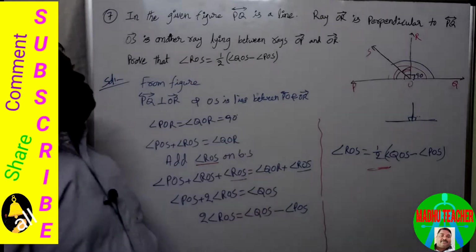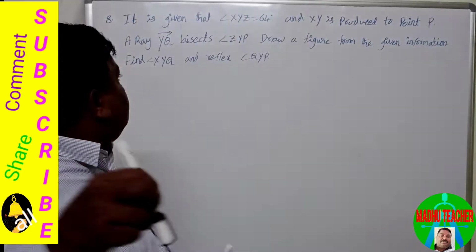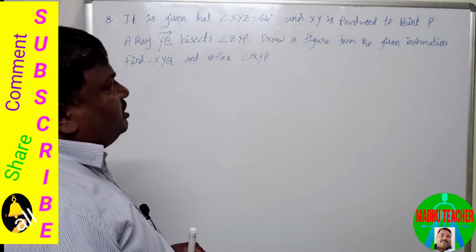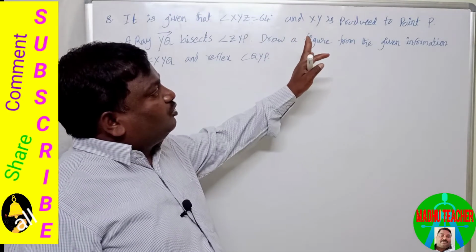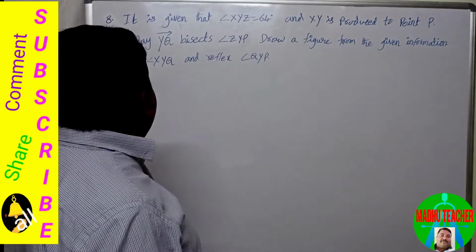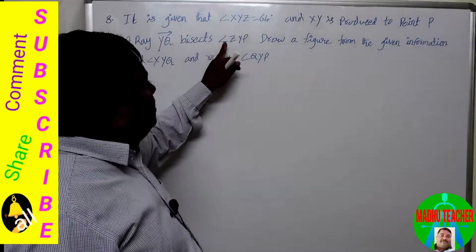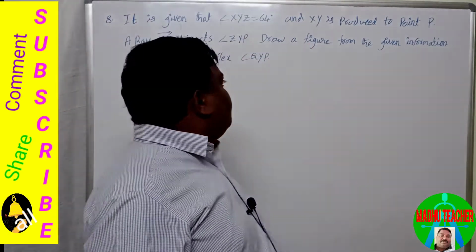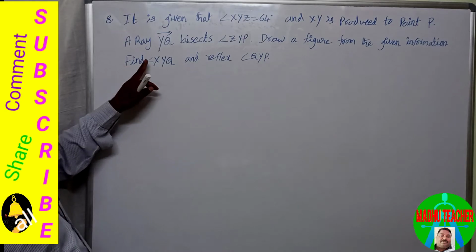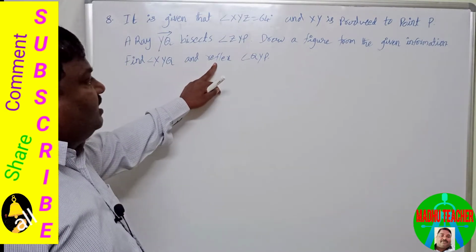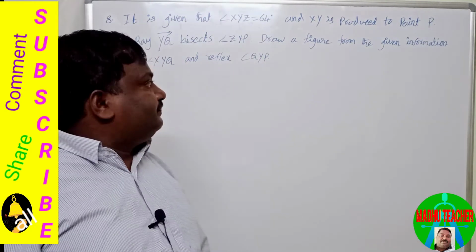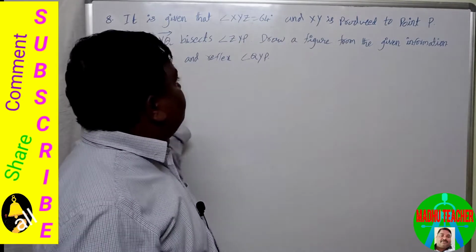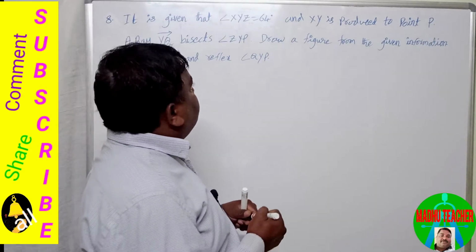Okay. So next, the 8th problem. It is given that angle XYZ equals 64 and XY is produced to point P. A ray YQ bisects angle ZYP. Draw a figure from the given information. Find angle XYQ and reflex angle QYP. So first of all, you have to draw by using this information. Okay, let us see.